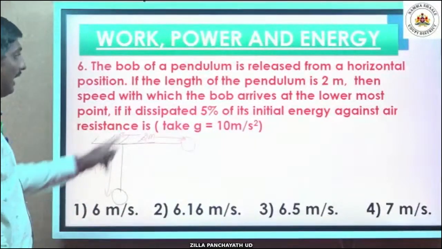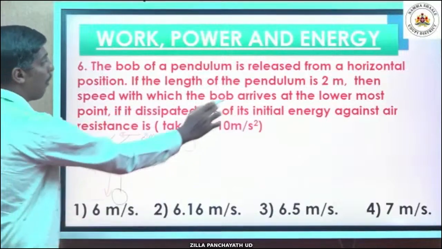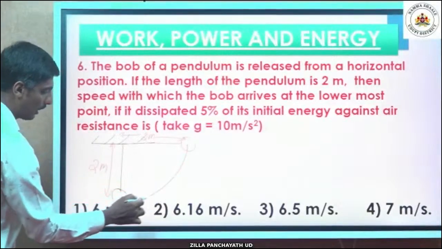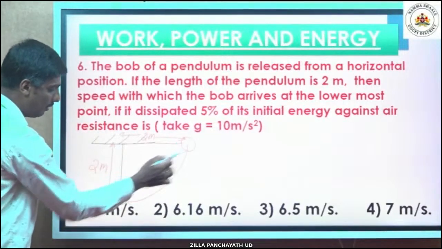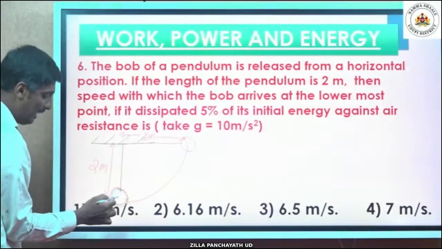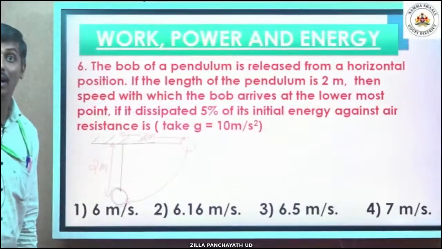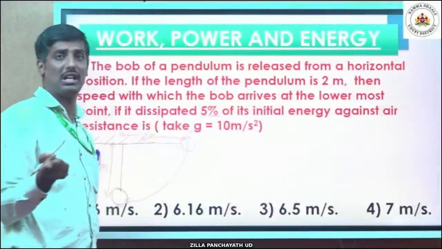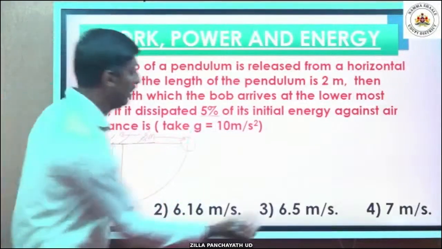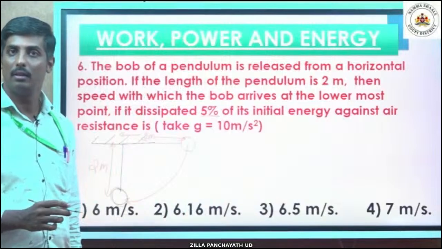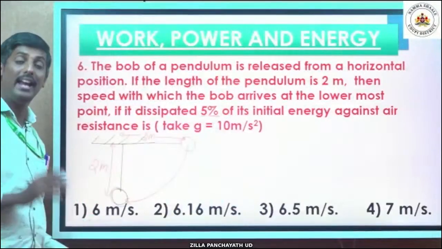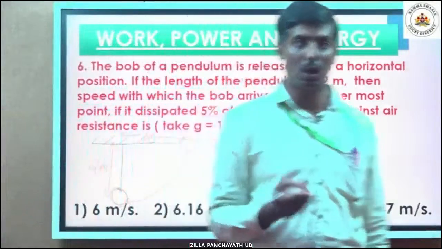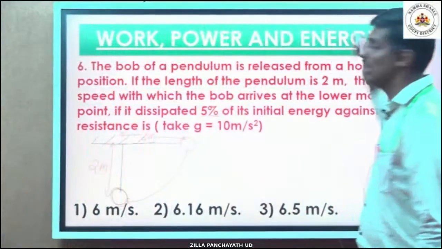Okay. Then the speed with which the bob arrives at the lowermost point. Is it right? Now the speed at the lowermost point is what is being asked, if it dissipates 5% of its initial energy, that is, 5% of energy is lost because of the air resistance. Clear? So what is the speed? How do we calculate it? Now again I'm going to the next section of this topic, students, that is energy.